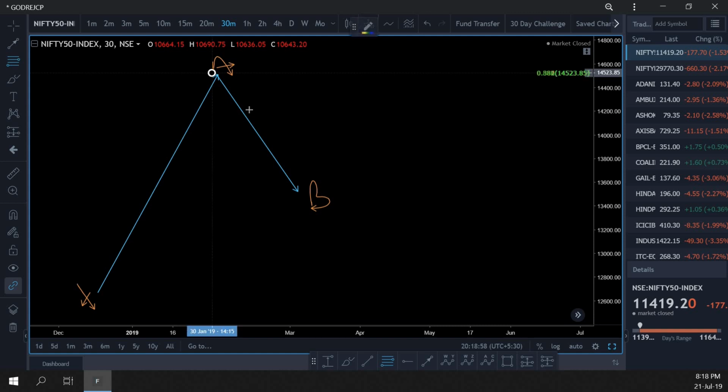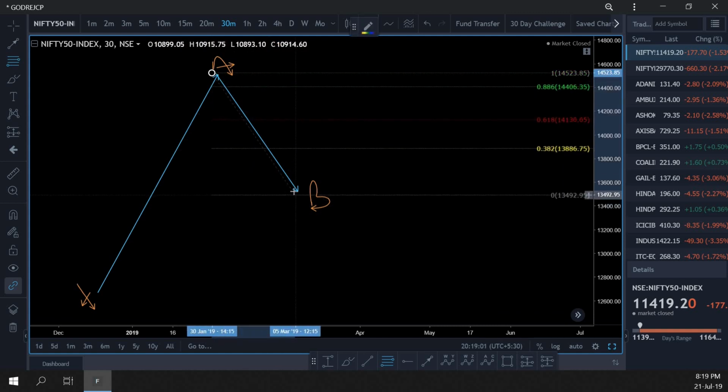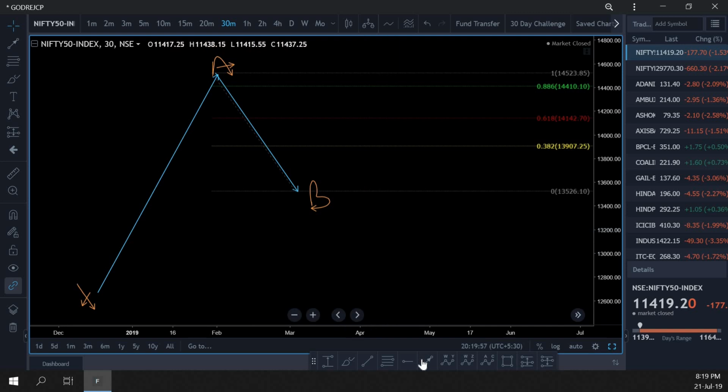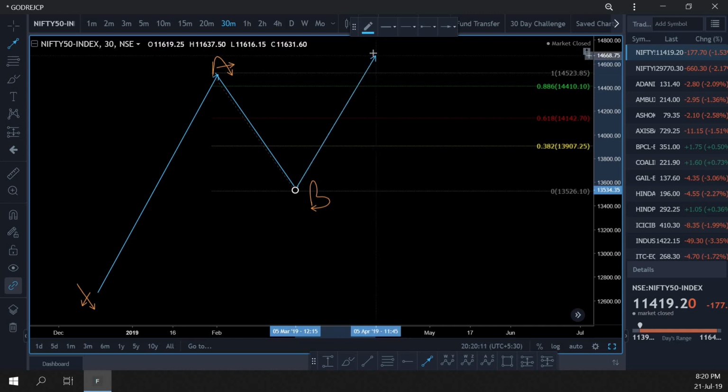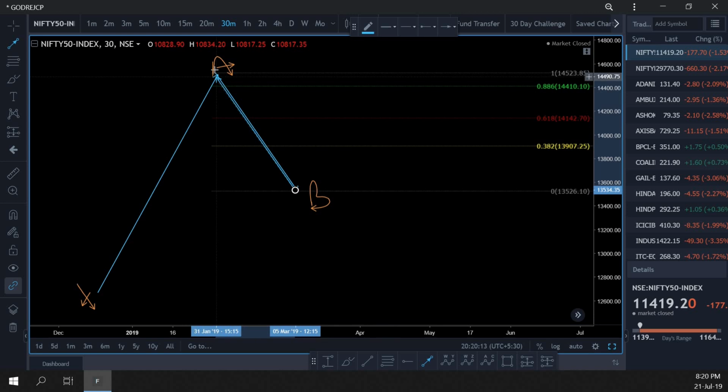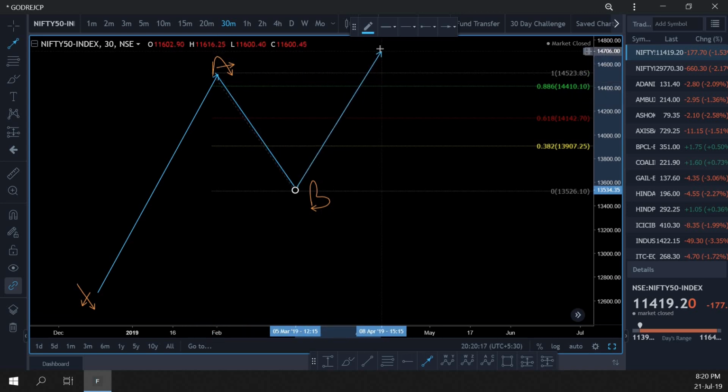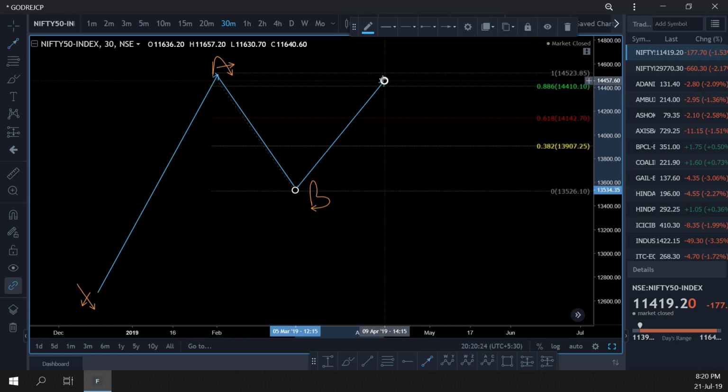Now you make sure you fib this impulse from A to B. Once you have done that, this next leg has to touch the 382 level, but this leg going up can actually tag it and go up, but make sure this leg is giving you a close below this impulse or this zone. So anywhere this goes up, I don't care, but the candle has to come back within the range of this impulse. If it does that, it's still valid.